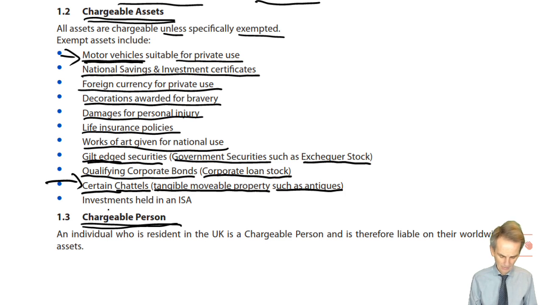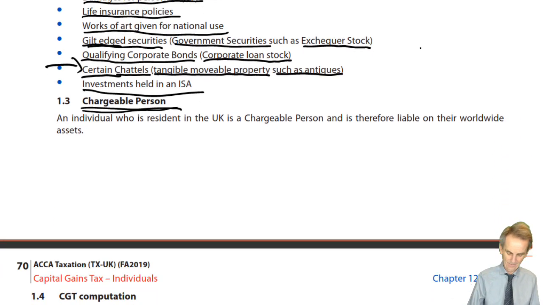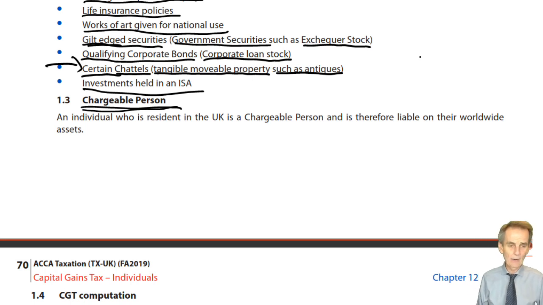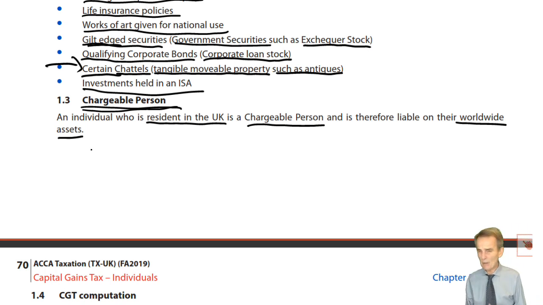Again, as we saw in income tax, investments held in an ISA, an individual savings account, are exempt. Chargeable person, well, that's very basic, going back to a term that we referred to in Chapter 2. An individual who is resident in the UK, a UK resident, is a chargeable person and is therefore liable on their worldwide assets. Now, this is a very basic definition for Tax UK. If again you go on to look at advanced taxation in your future studies, if you choose that at the professional stage, then that's going to be rather more complex in terms of dealing with the residence of a taxpayer and the consequences of UK or non-UK residence.